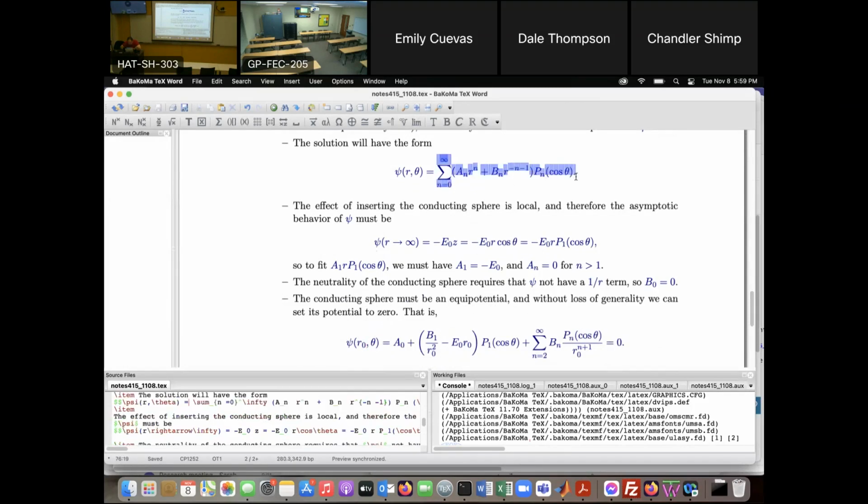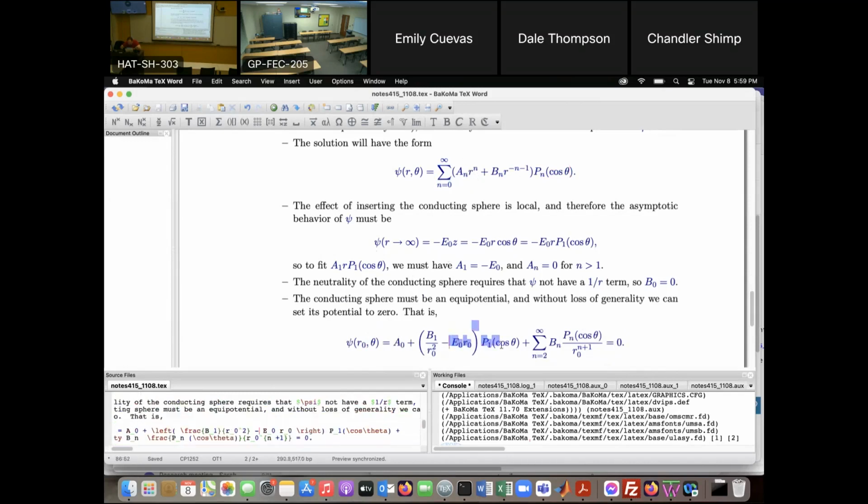So when we take this solution here, what terms do we have? We have this a0 term, which at this point is unknown. This term came from the upper boundary condition at infinity. That was determined by the boundary condition at infinity.